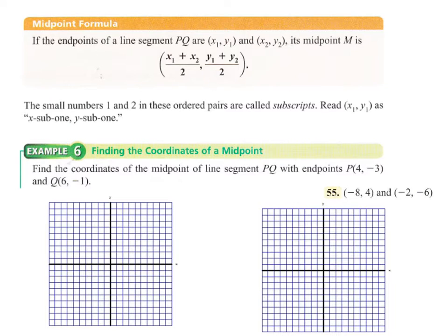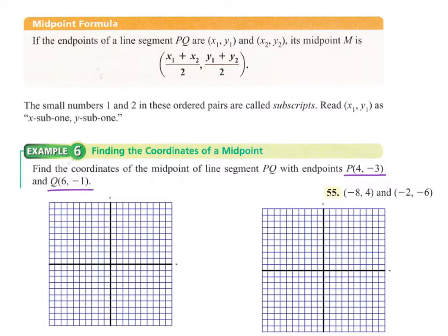Here's that midpoint formula. Again, really just averaging those x-coordinates for the x-coordinate of the midpoint and averaging the y-coordinates for the y-coordinate of the midpoint. And of course we're using subscripts there, like an x sub 1, y sub 1, so we can use x's for both of the x's, x sub 1 and x sub 2. So first we're going to take a look at finding the midpoint for 4, negative 3 and 6, negative 1.